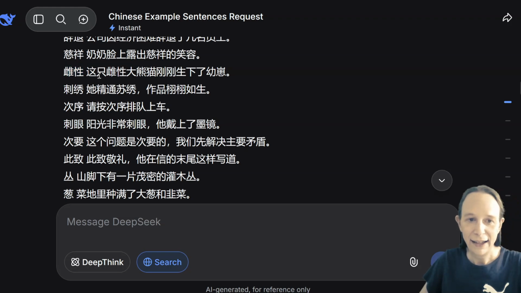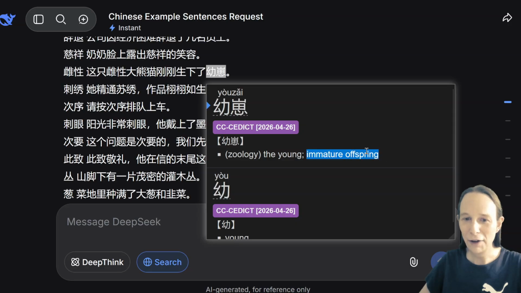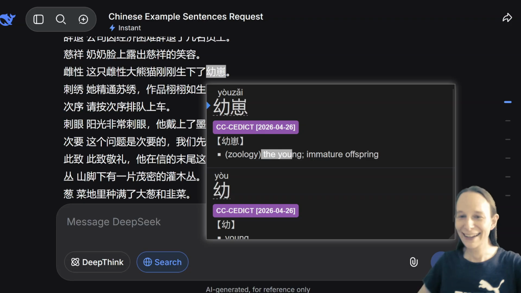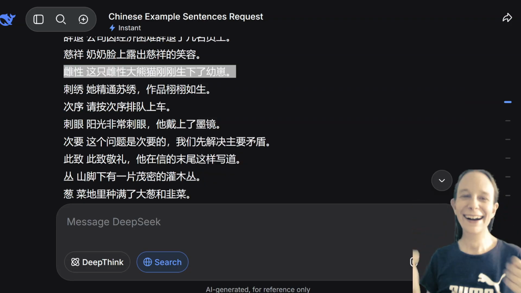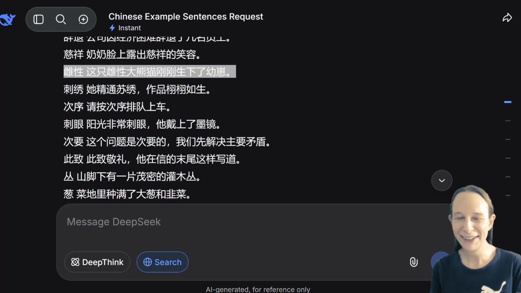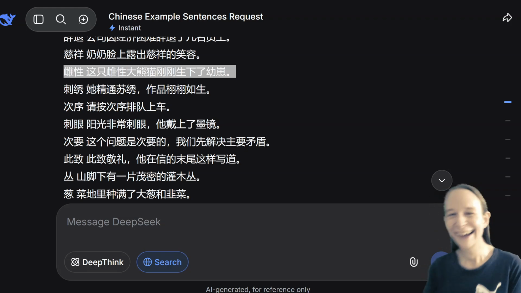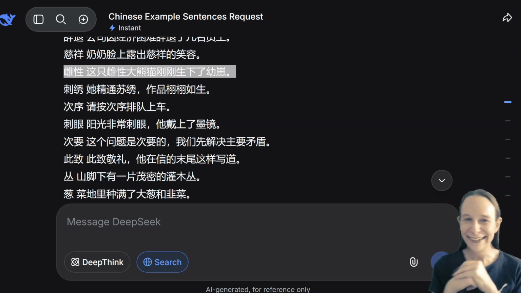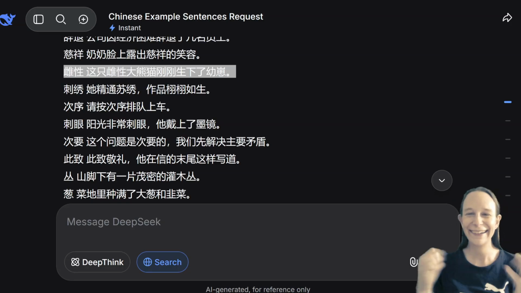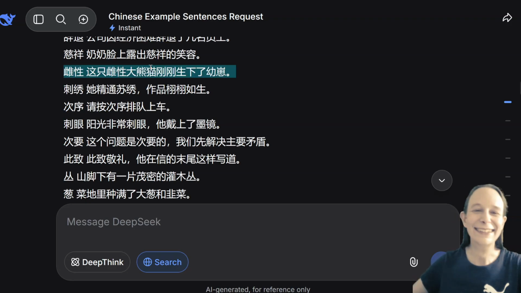All right, 雌性. 这只雌性大熊猫刚刚生了个幼崽. So gave birth to 幼崽, a juvenile, an immature offspring. Gave birth to the young. I feel like I should use all this biology terminology in everyday life. It's like, oh, 恭喜你生了幼崽. How is the young? Oh, all right.